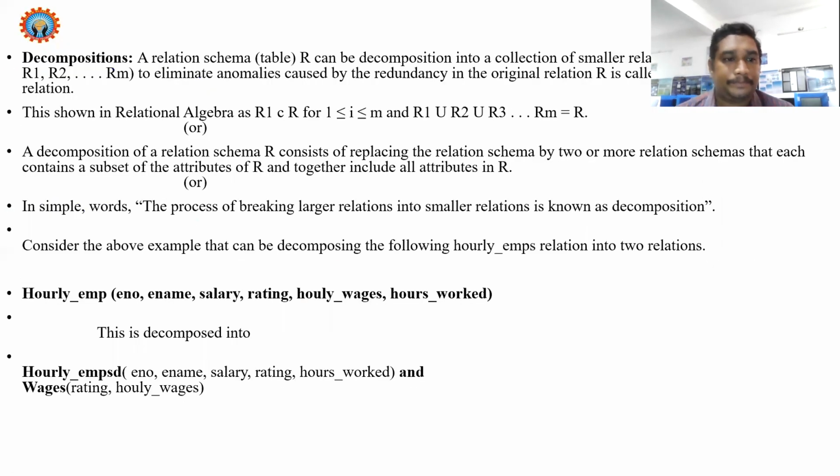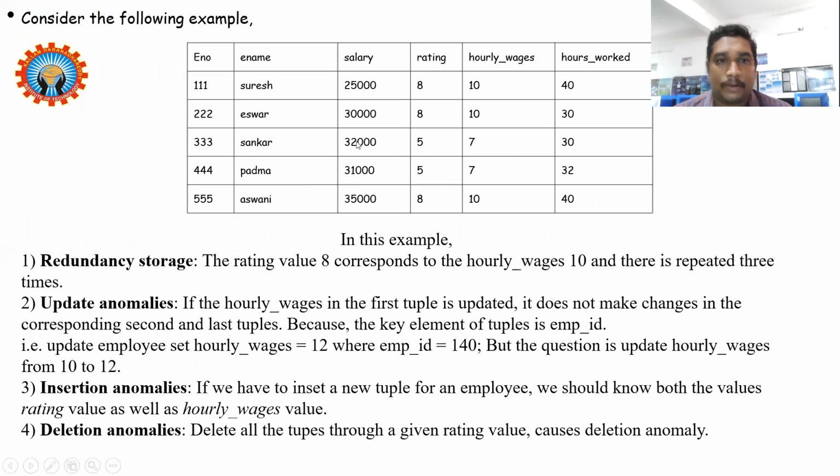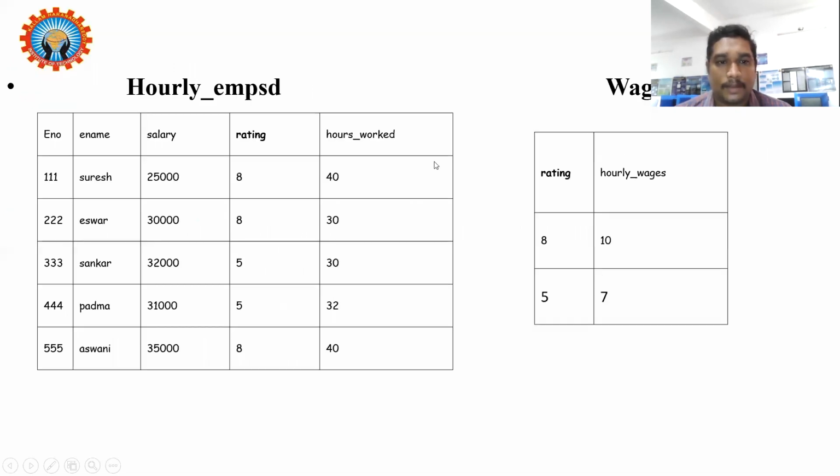Okay, clear. See, this is the employee table, and this is the employee table, and this is the employee table. We have 1 2 3 4 5 6, and we divide the employee ID and hourly wages.